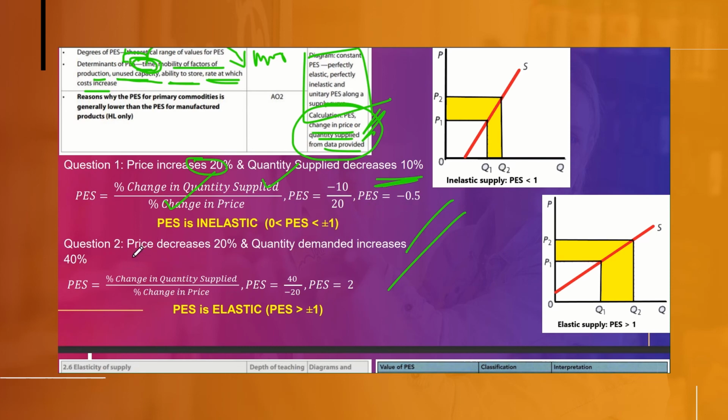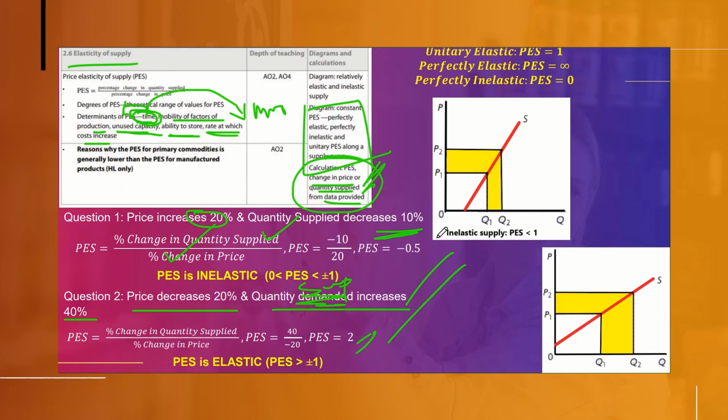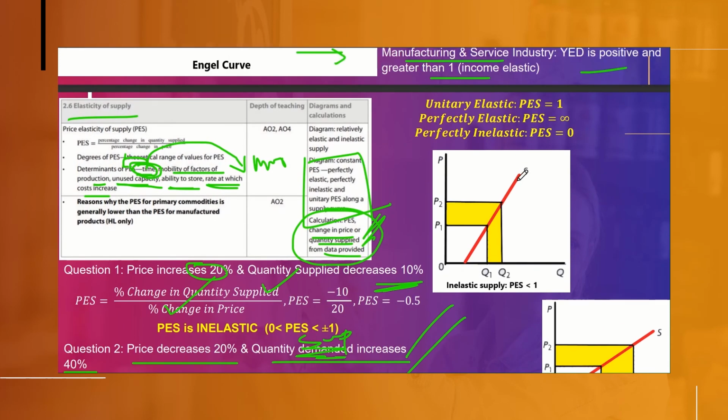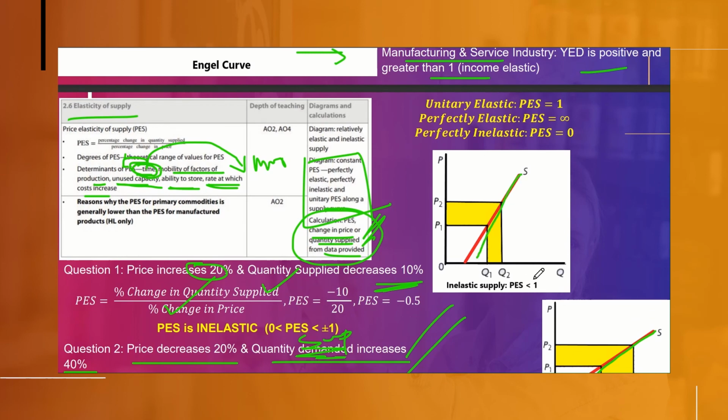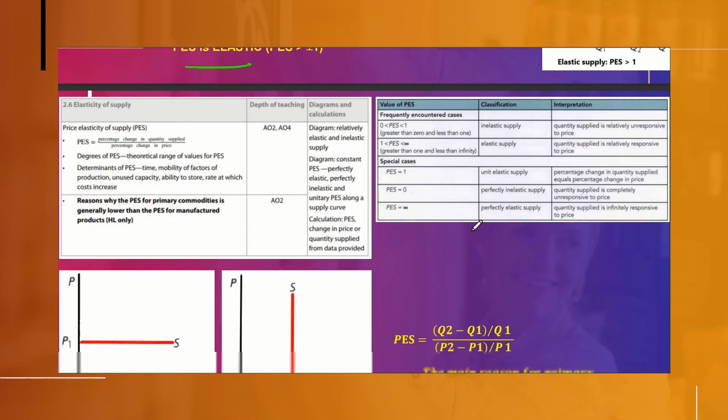And in the next case, price decreases by 20% and quantity supplied increases by 40%, which means this PES is elastic, because the quantity supplied, it is not quantity demanded, this is quantity supplied, is greater than the price change. So PES here is positive, so it is elastic. So again, for an elastic supply curve, it is flatter, and for an inelastic supply curve, it is a little steeper. That is the thing.